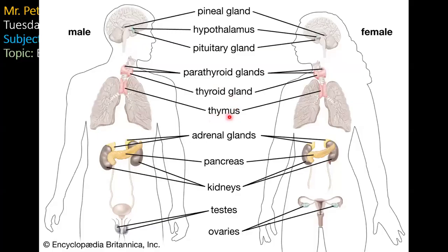And then you have the thymus, the adrenal glands, the pancreas, the kidneys, the testes, and the ovaries. All right, so let's start off with something that you all might know. So let's start with the adrenal glands. What sort of hormones do the adrenal glands produce?